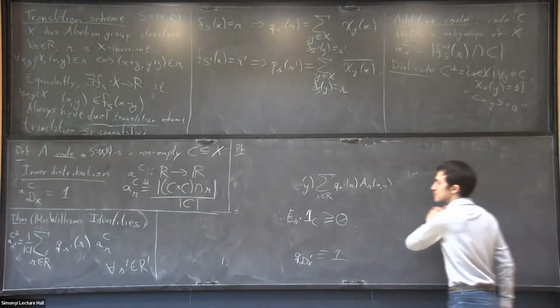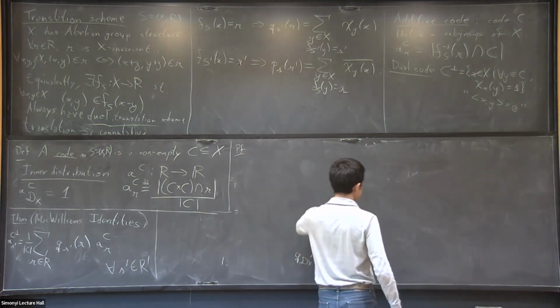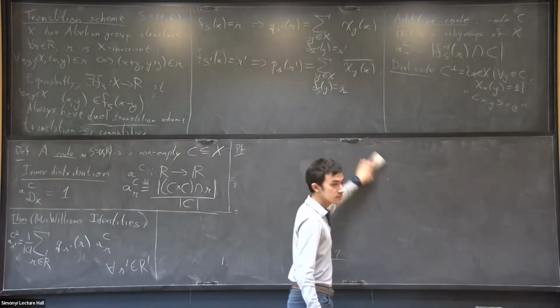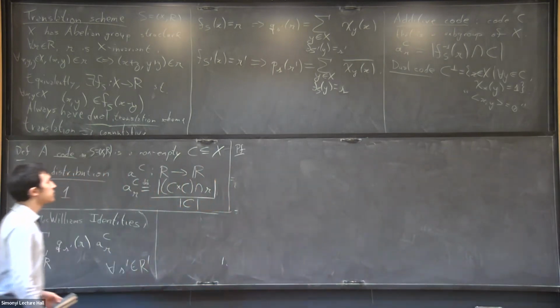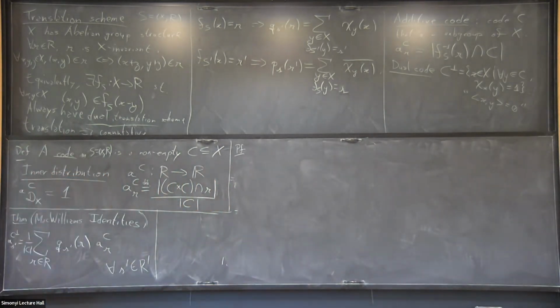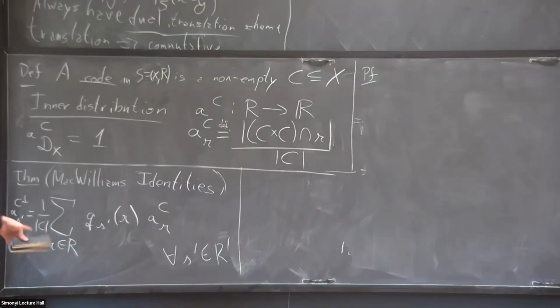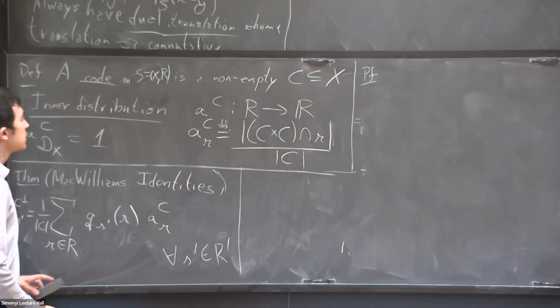It's a linear transformation moving the inner distribution of the code to the inner distribution of the dual, exactly, except for some normalization factors. I think actually, no, I think it's fine. I might have gotten this wrong, but we'll see.